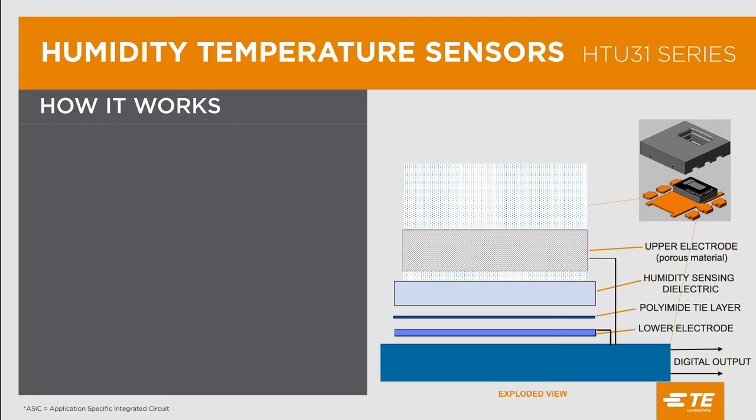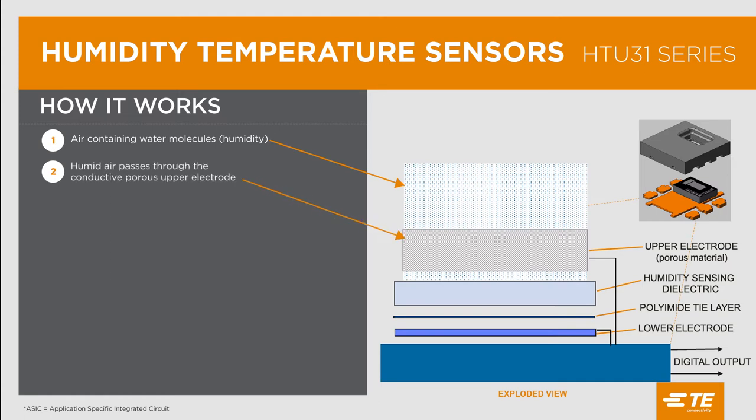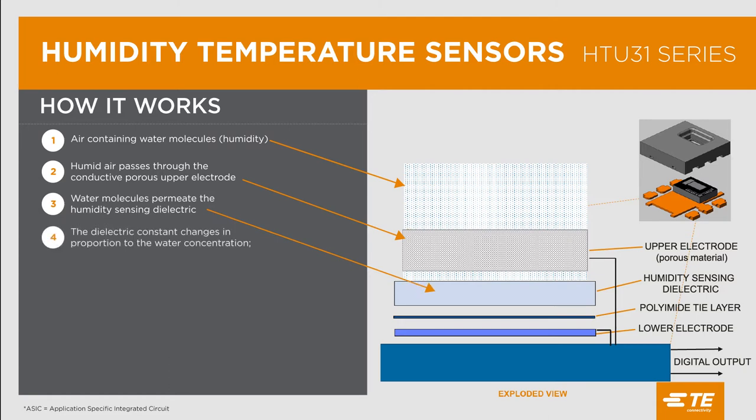Here is how it works. 1. Air-containing water molecules surround the HTU31 sensor. 2. That humid air passes into the conductive porous electrode. 3. Water molecules in the air permeate the humidity sensing dielectric. 4. The dielectric constant changes in proportion to the water concentration. 5. That changes the capacitance of the sensing element.